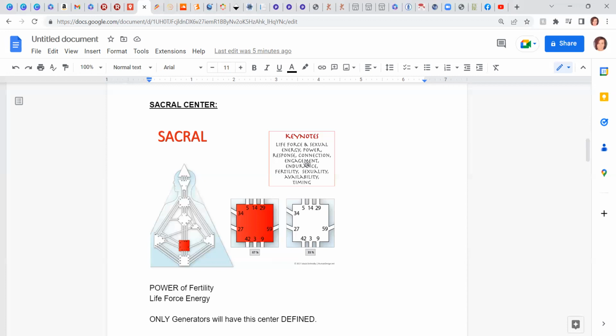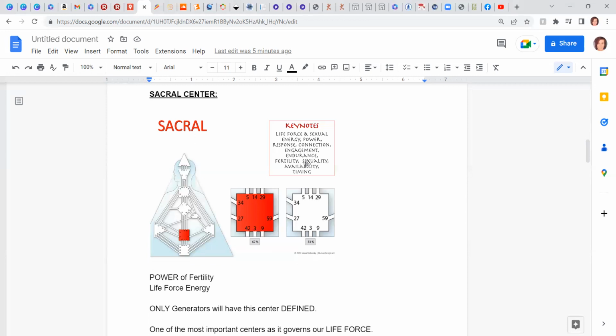The generators are here to do the work. Fertility, sexuality, availability, and timing. Now, as you can see, even the root center is about timing as well. The root center is also a motor center, and the sacral is a motor center. It is the most powerful of the motor centers because it's just a motor center. The emotional center is the most powerful center in the chart because it's not only a motor center, but also an awareness center. It's more powerful in a different way. The sacral center, though, as a motor center, is the most powerful motor center because it brings life to everything.